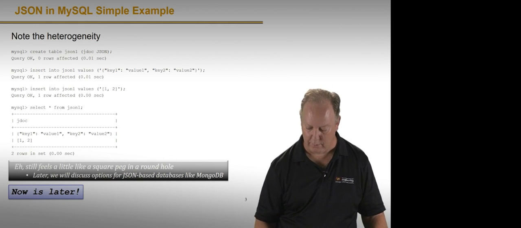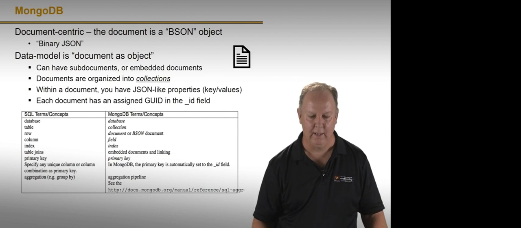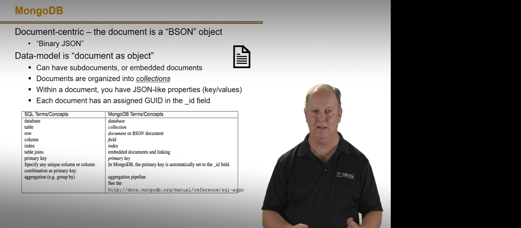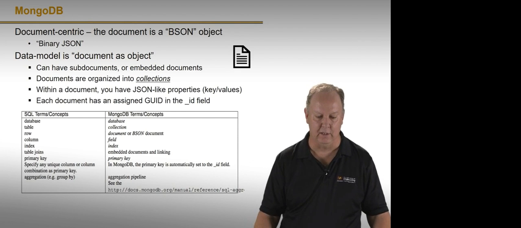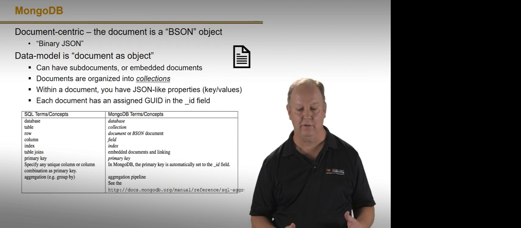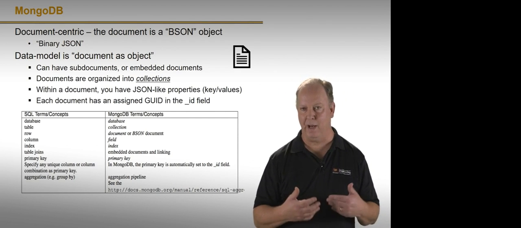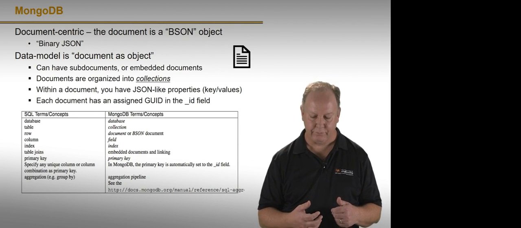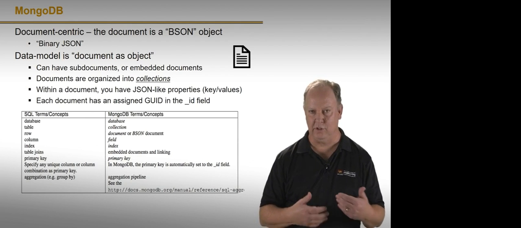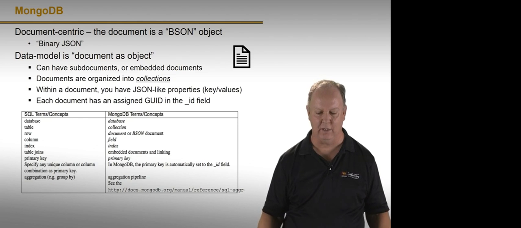So let's talk now about what we wanted to talk about later, and that is something like MongoDB that is more natural for working with JSON, right? So MongoDB is document-centric. The document is what's called a binary object as opposed to JSON, which is textual, so think binary JSON.